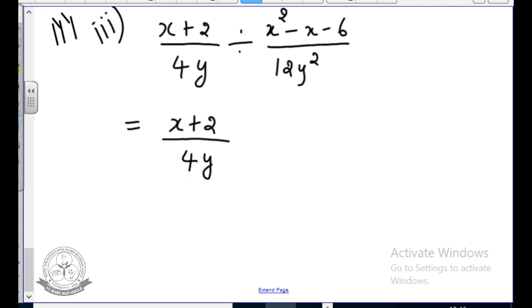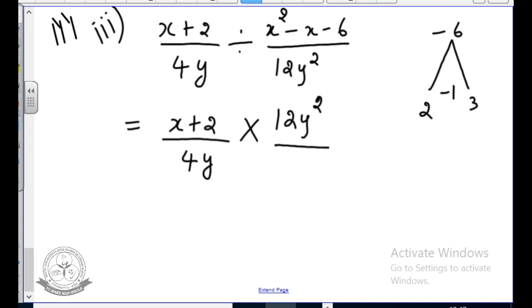Instead of dividing, you should multiply by the reciprocal of this number. So 12y squared divided by x squared minus x minus 6. Find out the factors of this one. The multiplication is minus 6, the addition term is minus 1. So, how can we write?